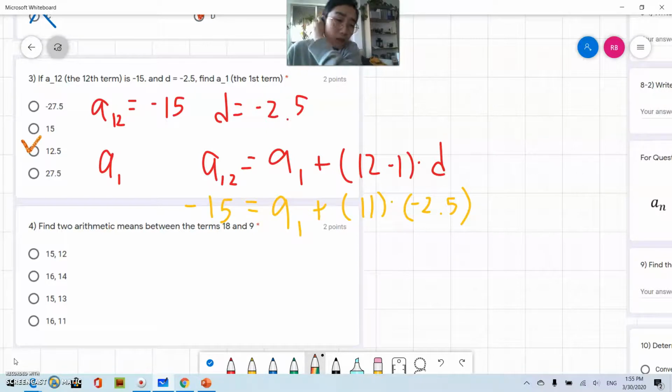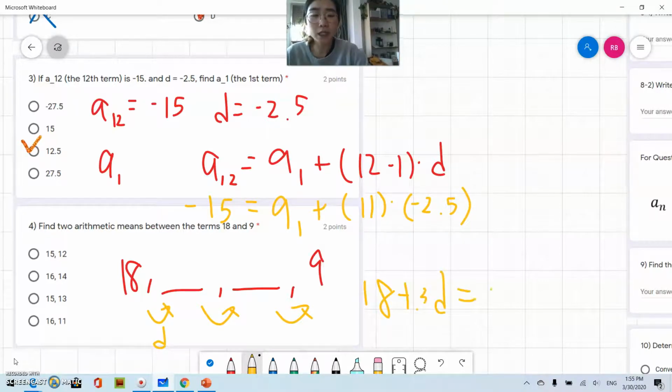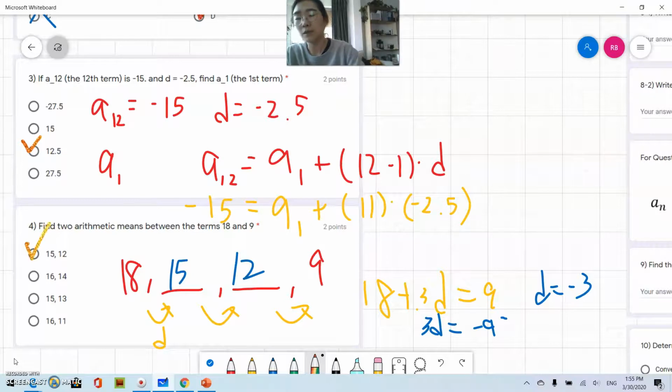All right, number 4, we need to find arithmetic means. That means there are 2 arithmetic means. That means there are 2 blanks between 18 and 9. So then there is a common difference, right? And basically, if I added 3 common differences and I got 9, that's what it's saying. So then D is negative 3. So 18 minus 3 is 15. 15 minus 3 is 12. So the answer is the first option.